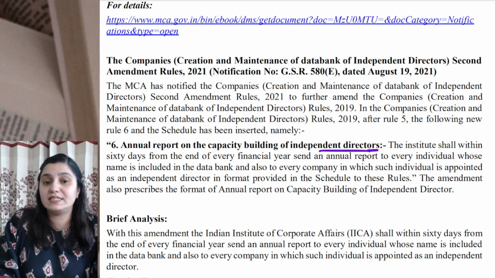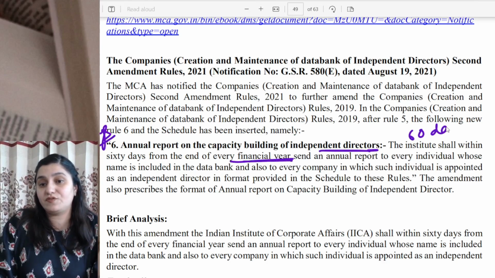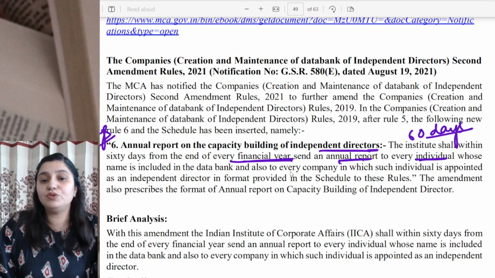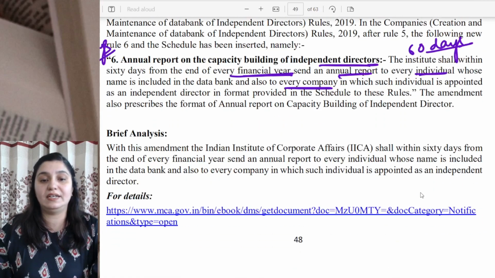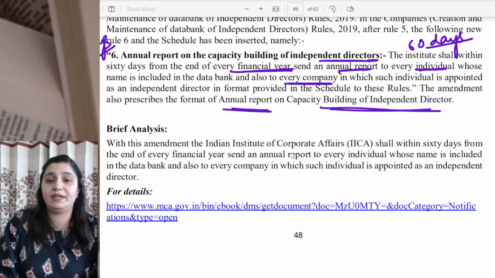The Institute shall, within 60 days from the end of every financial year, send an annual report to every individual whose name is included in the data bank, and also to every company in which such individual is appointed as an independent director, in the format provided. So basically, it is about the format of the annual report on capacity building of independent directors.